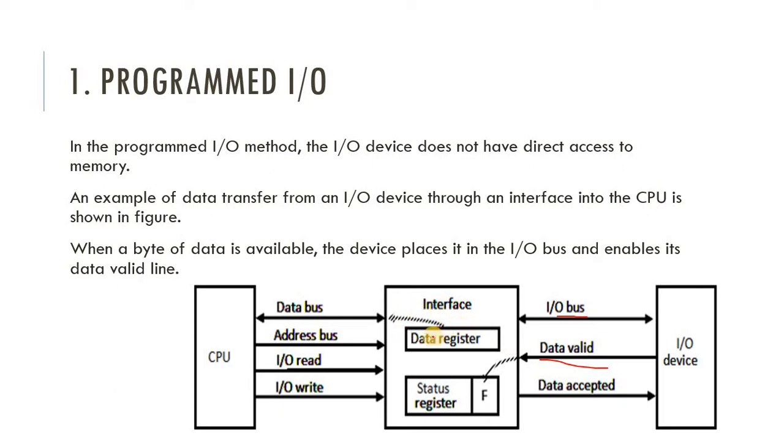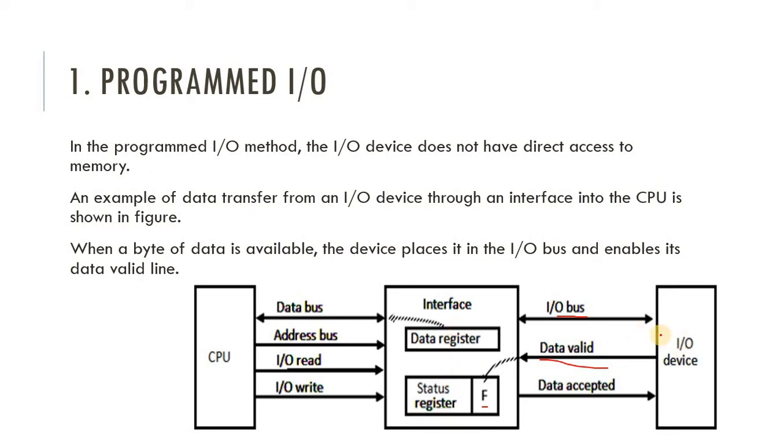Now in the IO interface there are mainly two components: a data register and a status register. In the data register, the data that comes from the IO bus is stored. In the status register there is one flag bit, F, and the value of the flag bit will be 0 or 1. If the value of the flag bit is 1, it means there is data in the data register, which shows that the IO device has sent some data via the bus. But if the value of the flag bit is 0, it means there is no data in the data register. These are the two main components in the interface.